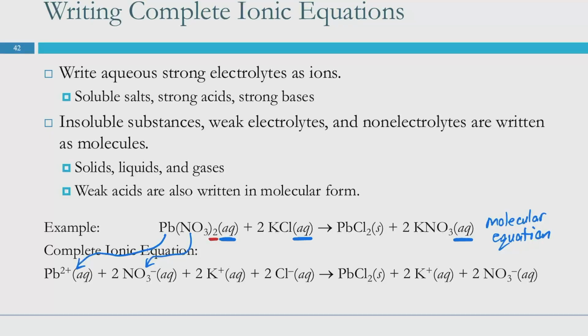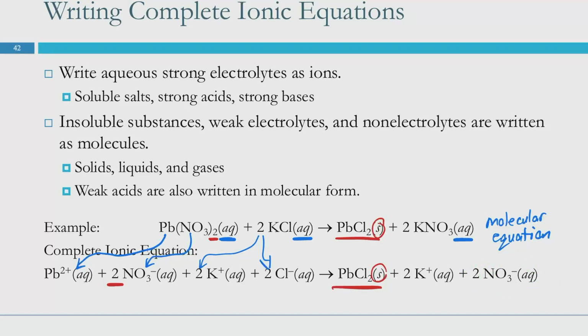And since we've got two of the NO3 minuses, we put a 2 in front of it. We've got our KCl. Our KCl gets separated into K plus and Cl minus, and they both get the 2. So 2 K pluses, 2 Cl minuses. The PbCl2, because it's a solid, stays together. We don't separate it out. Anything that's solid, liquid, or gas stays together. And then our KNO3 here at the end also gets separated out into K plus and NO3 minus.